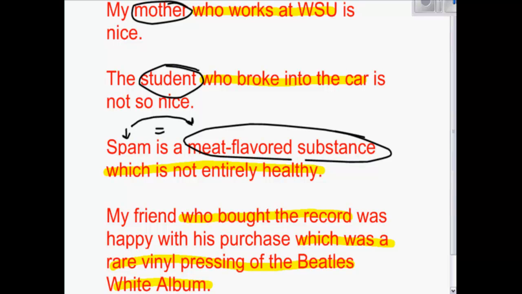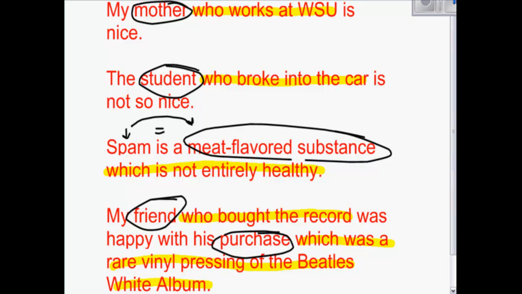So even though that's true, it's the meat-flavored substance that I'm looking at in terms of restrictive, non-restrictive. This last one here, my friend who bought the record. Now we're going to assume, maybe a hard assumption, that I have more than one friend. But that's what it's redescribing. And then finally, the purchase is what's being redescribed. I'd like you to press pause and determine which of these is restrictive and non-restrictive. Go ahead and press pause now.